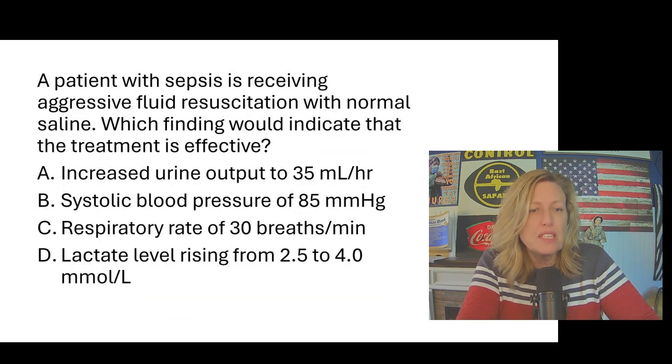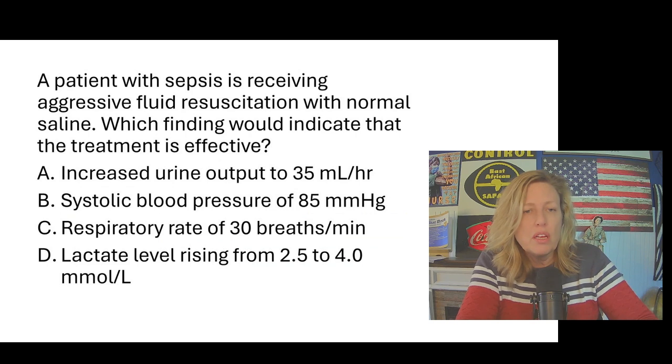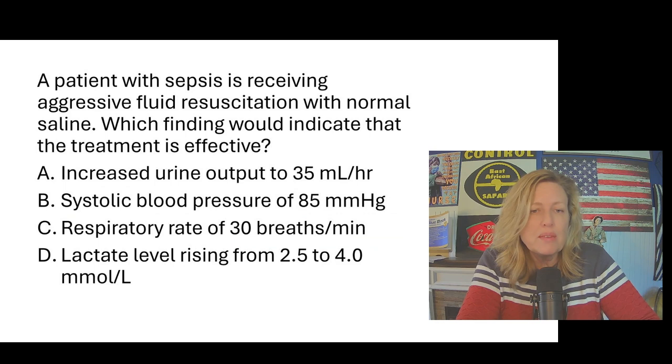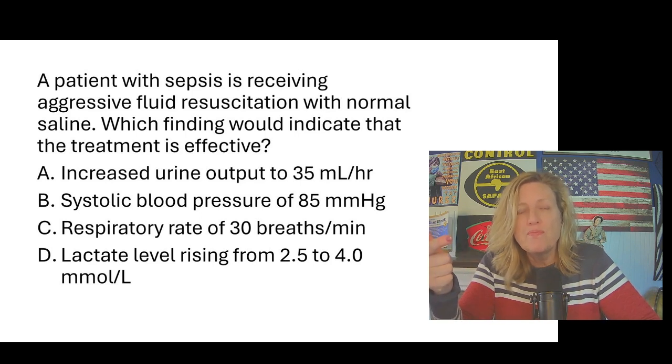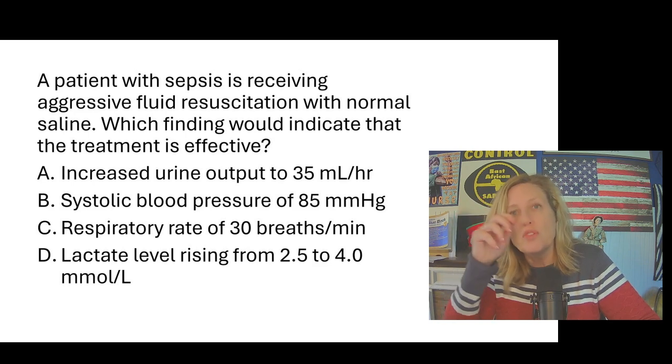A patient with sepsis is receiving aggressive fluid resuscitation with normal saline, which finding would indicate that the treatment is effective? All right. So they have sepsis. It doesn't say they're in septic shock, but they do have sepsis. So we want something that says the fluid resuscitation is effective. And we only do fluid resuscitation with sepsis if their blood pressure is starting to fall. So they might not be in full blown septic shock yet, but we're seeing some symptoms that could be leading to it. So you want to watch the blood pressure, the heart rate, and the urine output.